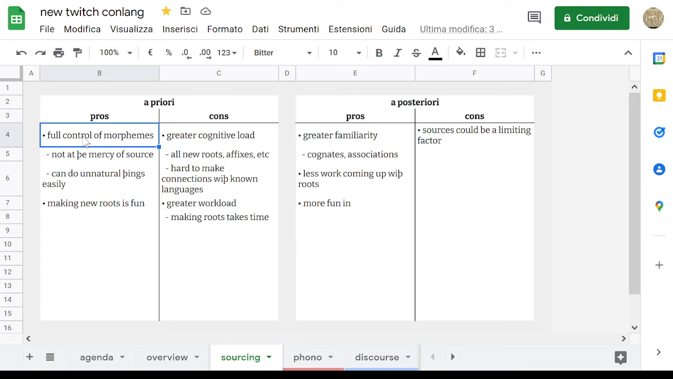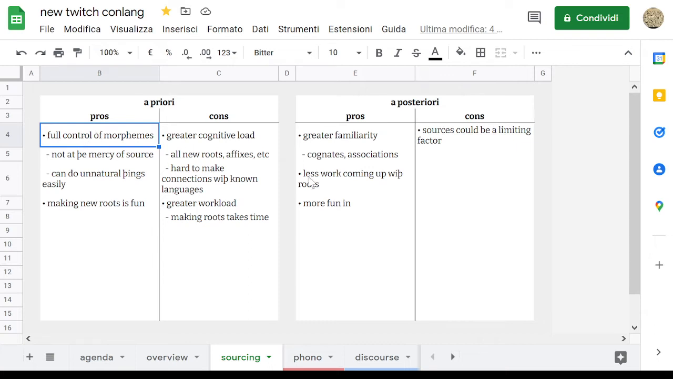The first pro that I wrote is that I have full control of morphemes. I can decide what a morpheme is, like what the root or the suffix or affix or whatever it happens to be. I can decide completely autonomously what I want things to be and what I want them to mean: their range of meaning, their form, what they sound like. I would have full control of that. Nothing would be stopping me.